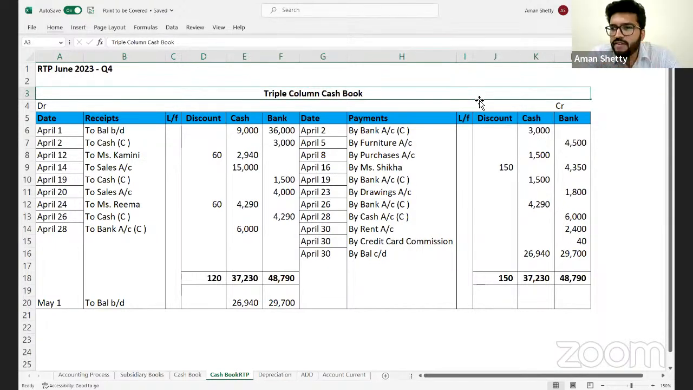But analytical means I'll have different columns wherein I'll have transportation, freight charges, and other miscellaneous expenses, repairs, all small expenses. I'll have different columns. That is called an analytical cash book. Sir, if not specified in the question, what do we have to make? They will specify if it is analytical. If they want you to prepare an analytical petty cash book, they will specify it. Otherwise, you have to prepare the simple one. Okay, sir. Thank you.